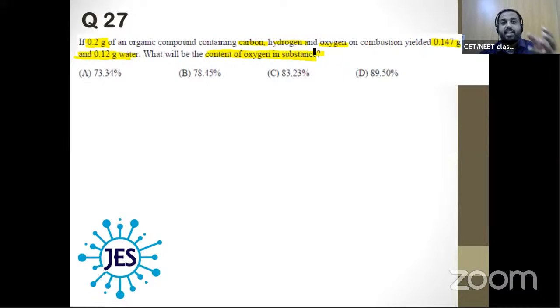See, there are no methods to directly estimate oxygen. So what you should do is find the carbon percentage and calculate the hydrogen percentage. If you know both the carbon percentage and hydrogen percentage, then you can find out the oxygen percentage by this logic. Okay, easy. Percentage of oxygen in an organic compound which contains only carbon, hydrogen, oxygen is 100 minus percentage of carbon plus percentage of hydrogen. So now what we have to do is find the percentage of carbon, percentage of hydrogen, add it up, then subtract it from 100. So how do we calculate the percentage of carbon?